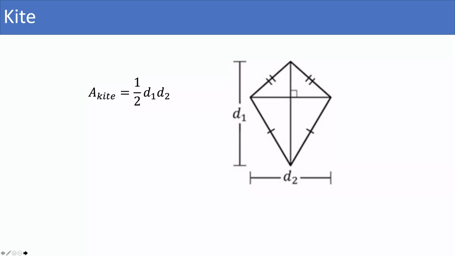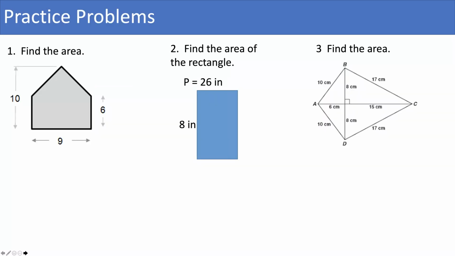Now, for your EQ is to actually derive, like, how do they get that? So think about the different shapes that we know: triangles, rectangles, parallelograms, and see if you can figure out how they derive that. There's more than one answer. All right, so let's do a couple problems.